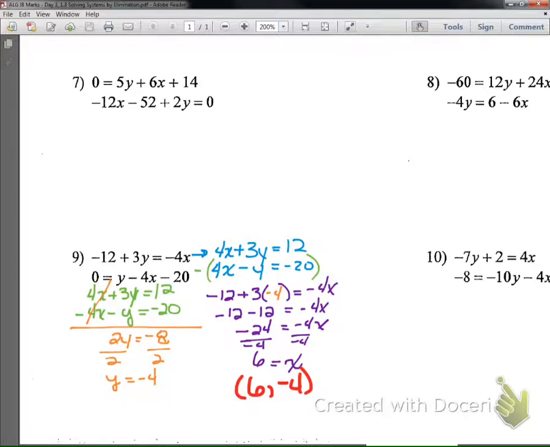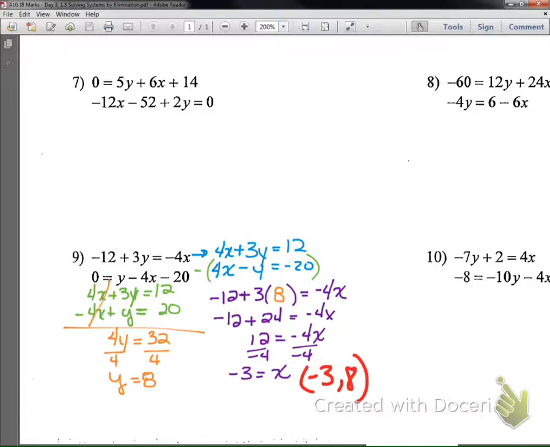And I just realized I made a mistake. So hold on just a second, let me back this up. Okay, I backed that up. What I had noticed is that I didn't change all the signs when I multiplied by that negative on that second equation. So the 4x turns to a -4x, the y changed to a +y, and the -20 turns to a +20. Then I go and combine like terms.